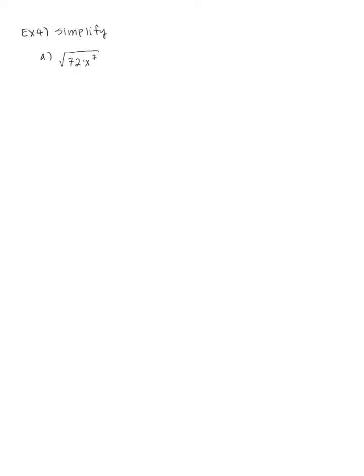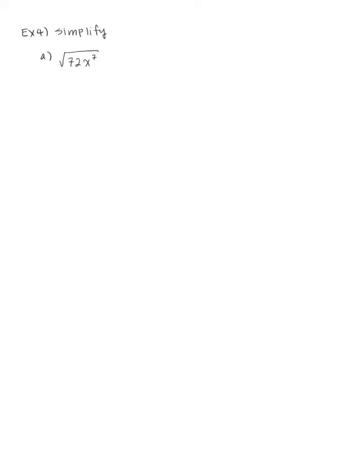Okay, now let's increase the level of difficulty just a little bit, just a tiny bit, but you got this. So simplify the square root of 72x to the 7. So we got two things going on. We got a square root of 72 that we need to work on, and then also the square root of x to the 7. So what I'm going to do is the same thing.